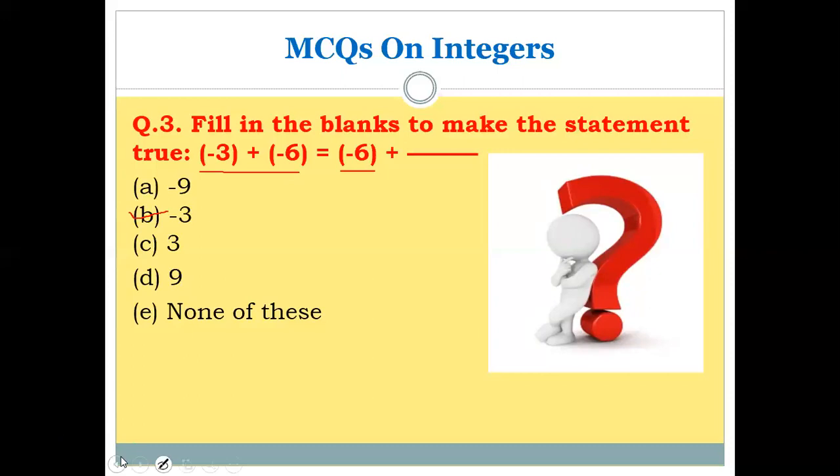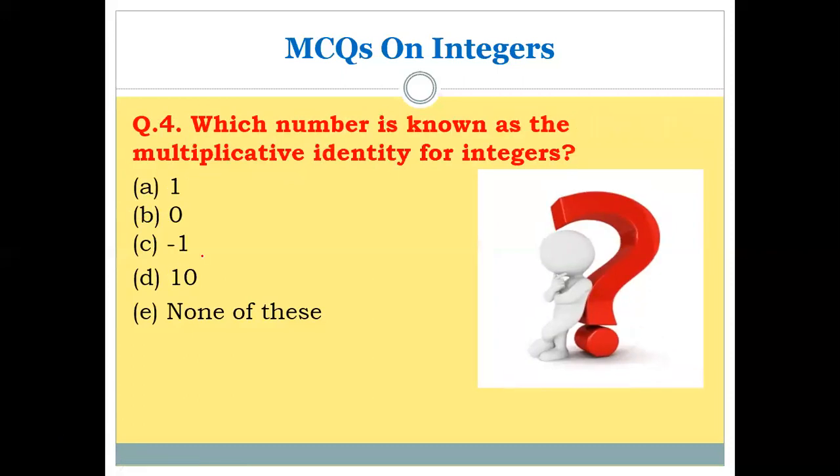Now next we have: which number is known as the multiplicative identity for integers? So multiplicative identity means if you have any integer, suppose that is a, and you multiply it with the multiplicative identity, the value will be the same. So it is 1. The correct option is 1. 1 is the multiplicative identity for integers, because whenever you multiply an integer with 1, the result is the same.